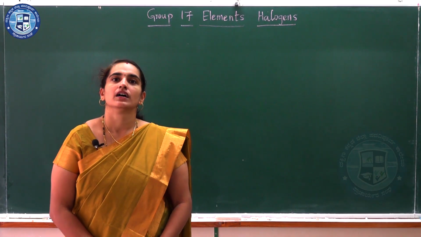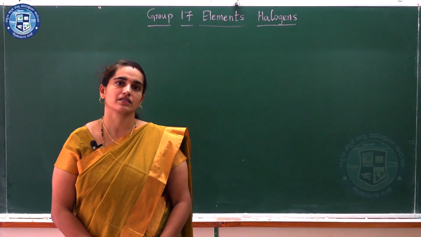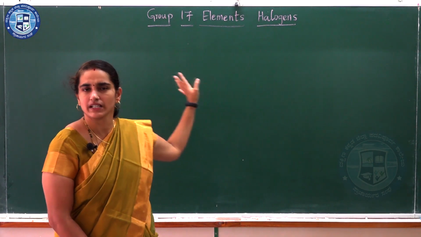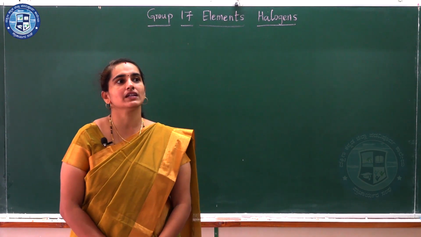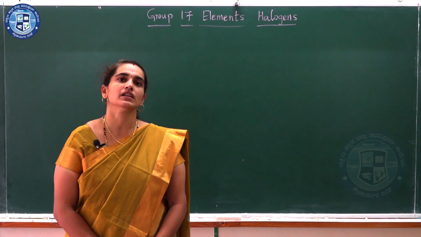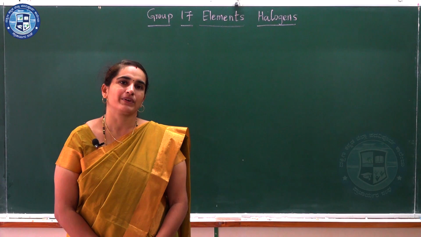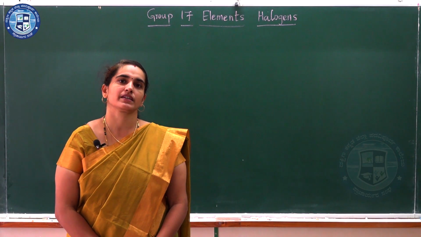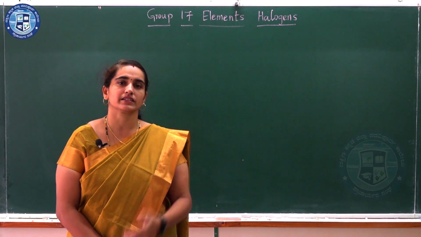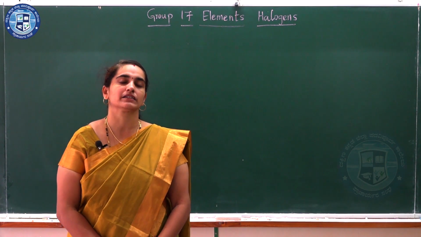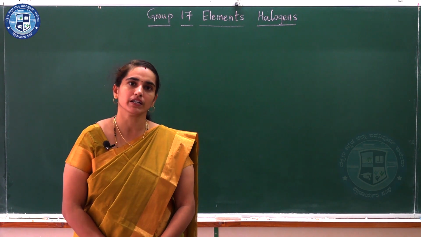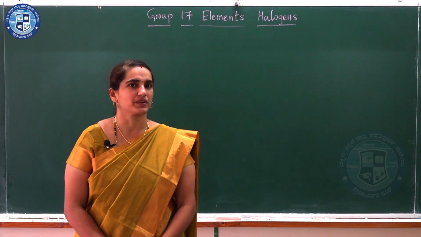Hello students. In my last sessions we started group 17 elements, which are halogens. In the first session we saw general physical and chemical properties of all the halogens. In the next session I dealt with the anomalous properties of fluorine, and then we went to the preparation and properties of chlorine.